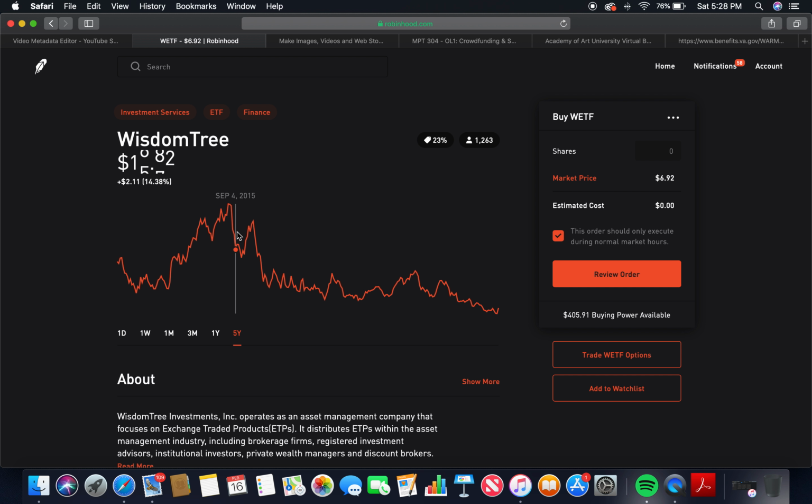Okay, WisdomTree peaked on August 7th, 2015 at $24.52. Currently in a bear market. Market price, $6.92.